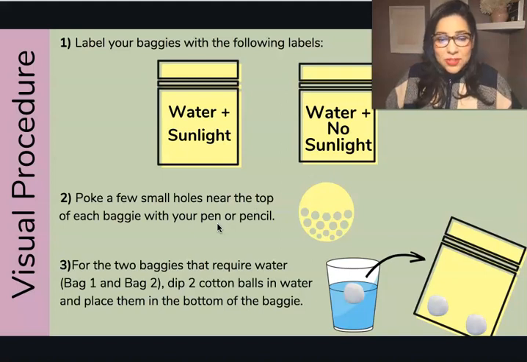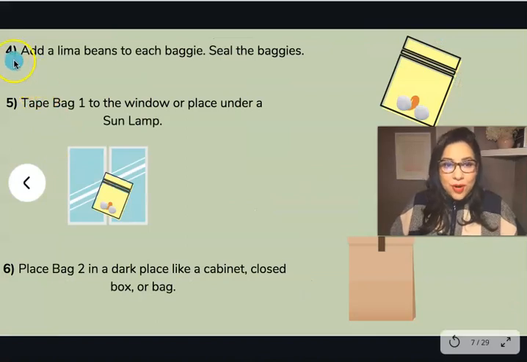Now, once that's done, once you have your bags and you've punched your holes, step three requires you to dip two cotton balls in water and place them in the bottom of your baggie. All right, so they'll look like the bag on the right, but labeled, right? We're going to have a bag, some holes on the top, and two soaked cotton balls. Step four, you're going to add a lima bean to each baggie, okay? And you're going to seal the baggie.